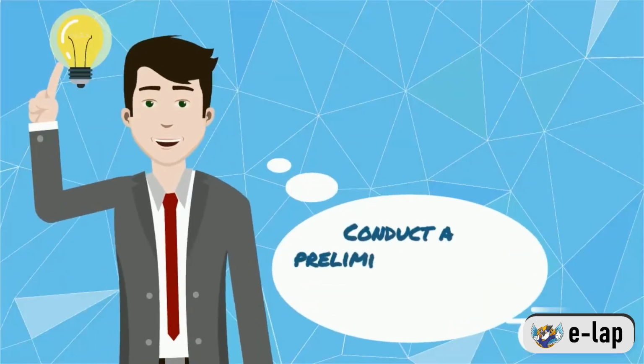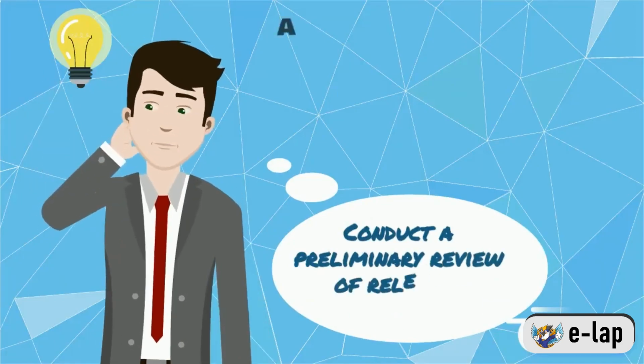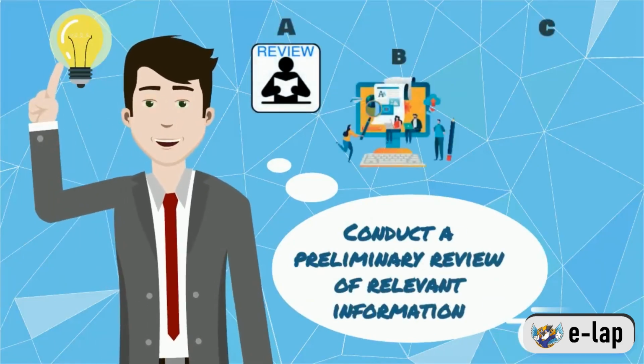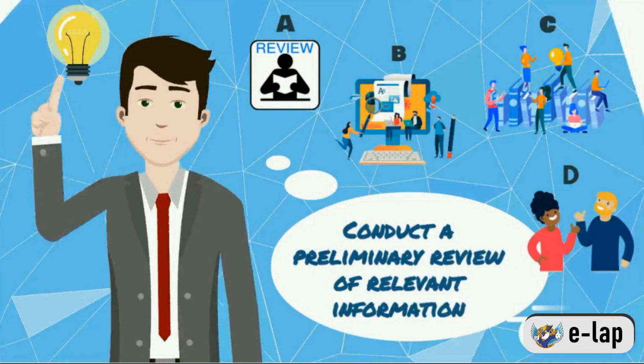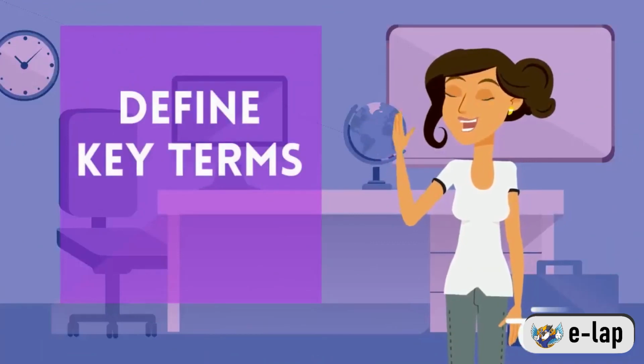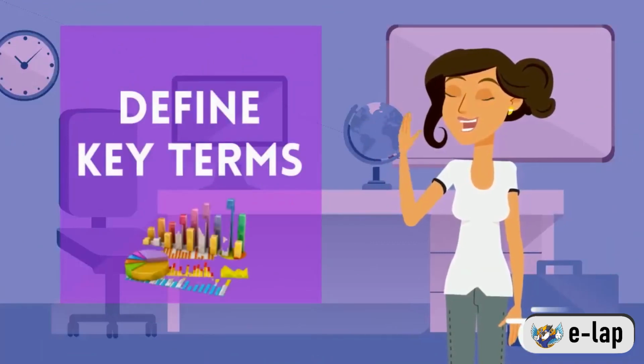There are A. Review existing reports and administrative documents. B. An academic literature review. C. Researching the curricula of better performing competitors. D. Talk to key informants and visit sites to observe the phenomena in question. Second, define key terms and operationalize variables if doing a quantitative study.